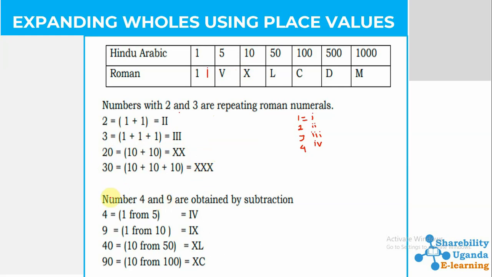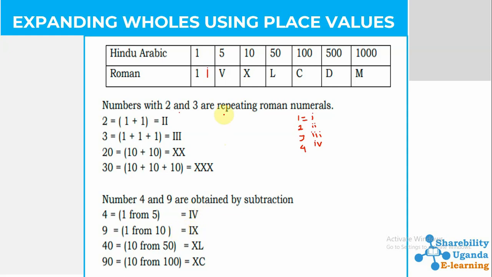Also here you can see that when you want to name 4 and 9, they are saying numbers 4 and 9 are obtained by subtracting. That simply means that if we have our V as 5, then to get our 4, we subtract 1 from 5. When we subtract 1 from 5, we get 4. So we can now write it as I then V, subtracting.